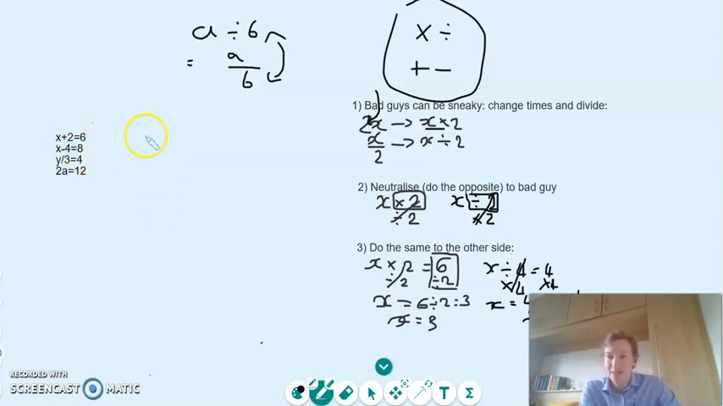Okay, so for the first one, we minus 2 to both sides, so x is 4. For the second one, we're adding 4 to both sides. So x is 8 add 4, which is 12. For the third one, we're timesing by 3. Remember, that's divide by 3, so we times by 3. So y is 4 times 3, which is 12. And for this one, remember that's 2 times a, so we divide by 2 to both sides, so a is 12 divided by 2, so a is 6.